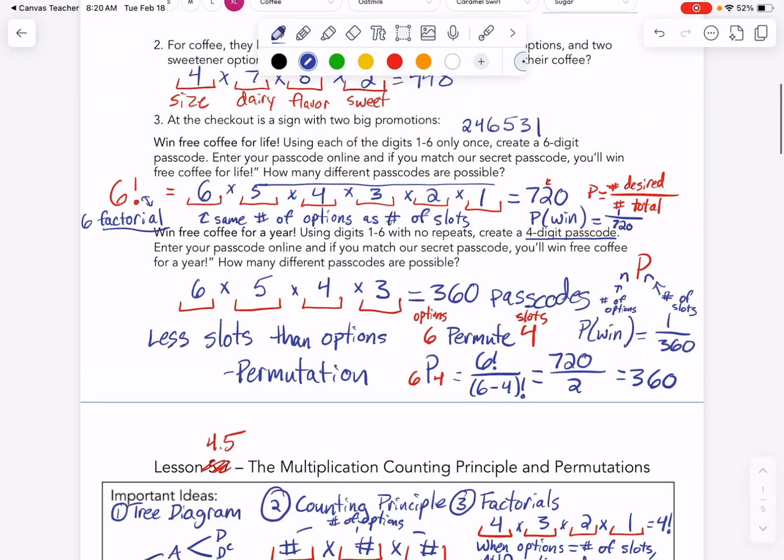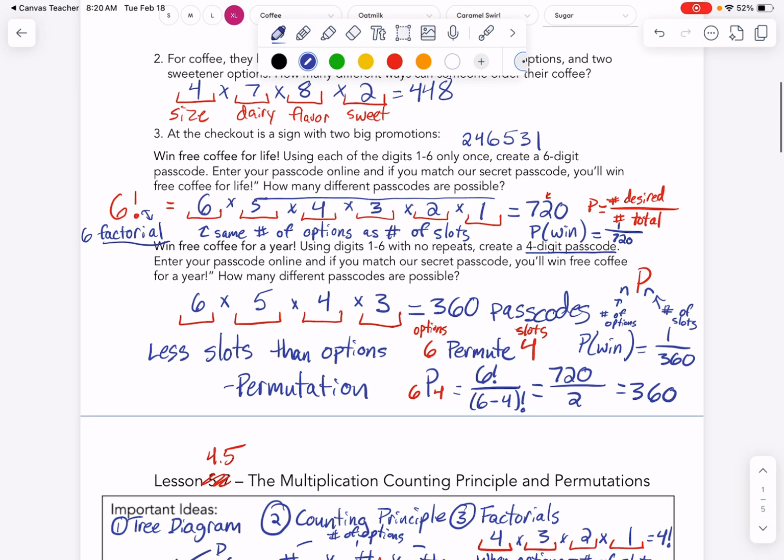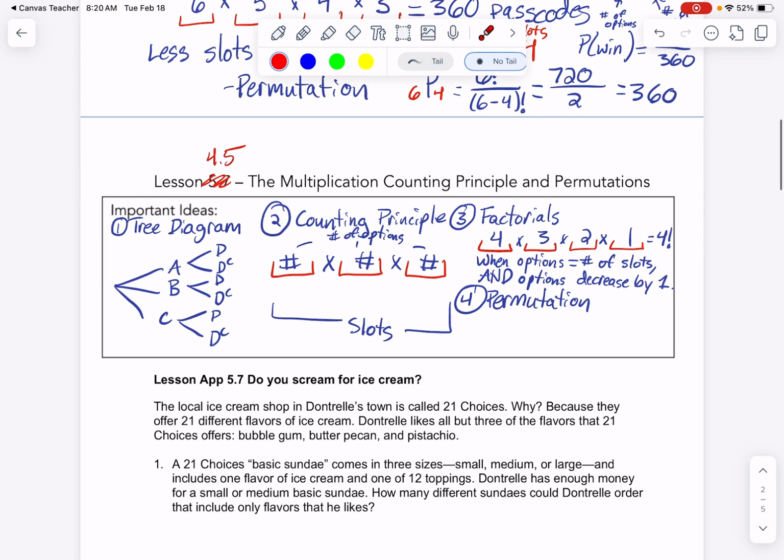So a passcode of 246531 would be no different than a passcode of 135642, right? It doesn't matter what order they're in. The permutation, it does matter what order. So 246531 would be an entirely different passcode than 135642. So for now, we're just sticking with this idea of the permutation. Next page is for the combination.